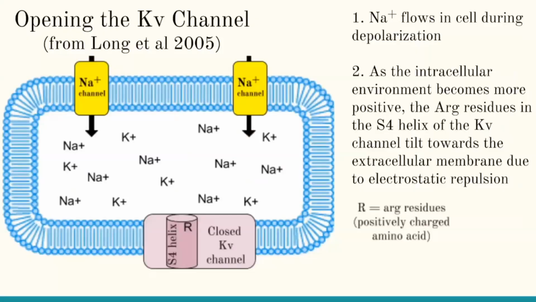Although the exact mechanism of voltage sensing is not fully understood, the following is one well-accepted theory. First, positive charges flow into the cell during depolarization. As the intracellular space becomes more positive, the positively charged arginine residues that I mentioned in the S4 helix are thus repelled from the intracellular space. As a result, arginine 294, 297, 300, 303 all tilt away from the intracellular space into the extracellular space.